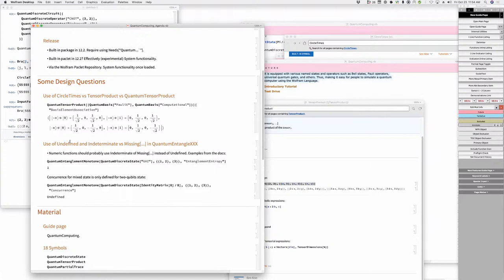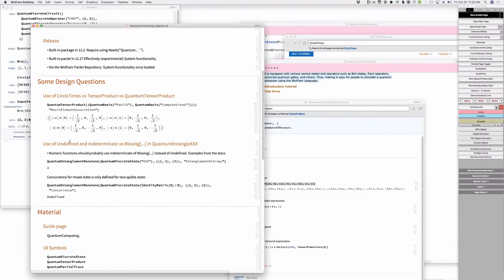I see. So it doesn't actually have a semantic meaning as a tensor product. That circle times doesn't, but obviously quantum tensor product does. And we discussed early on potentially overriding tensor product so that if you give it a collection of quantum objects, it will do a quantum tensor product. I think this seems a bit dangerous. Using circle times is purely notational. Can we make it actually work?